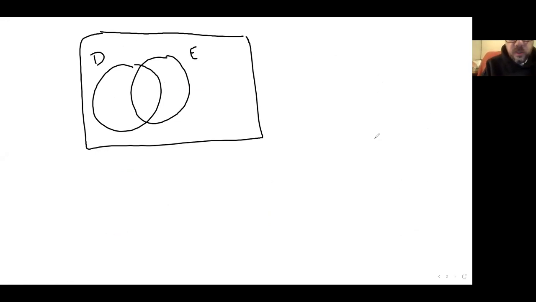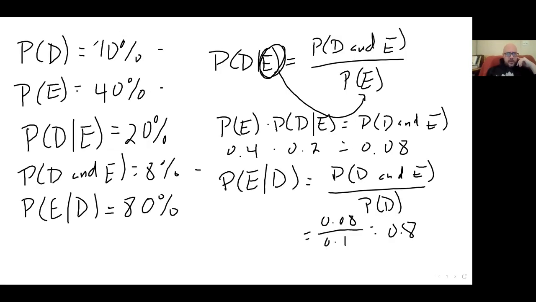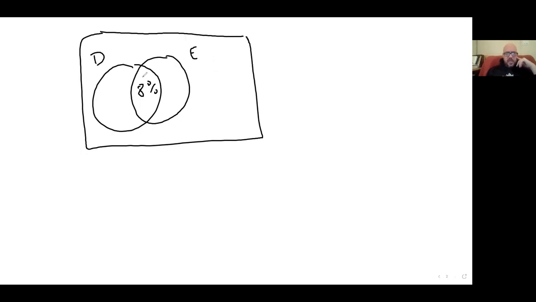And so we want to start in the middle as always. So this is 8%. The reason I want to do that is so now for D, I know that D has to total up 10%, and that includes the bit in the middle, right? So this is 8%. If the whole thing is 10, then there's only 2% remaining here. So this is 2%. And similarly for the other one, it was 40% for E. So this is 32% for E. And if we add this all up, we get 42%. That leaves 58% out here.